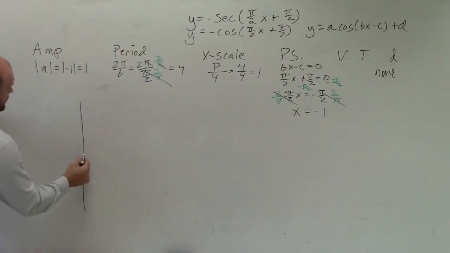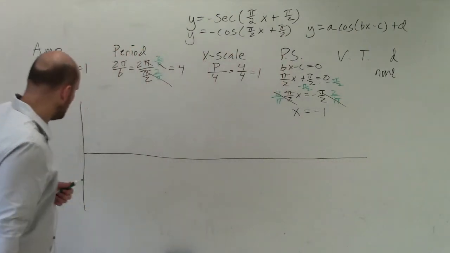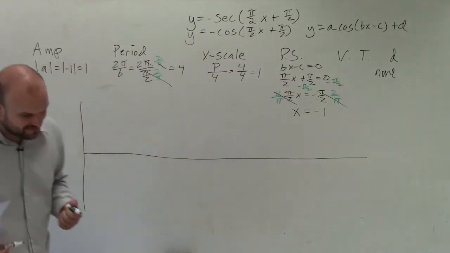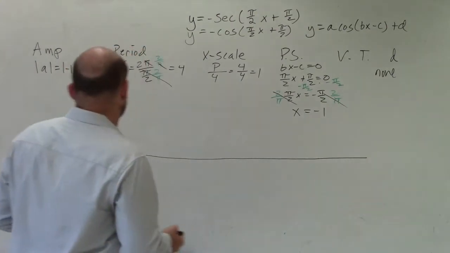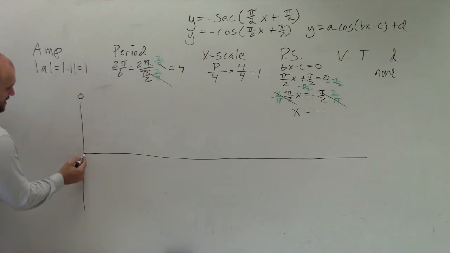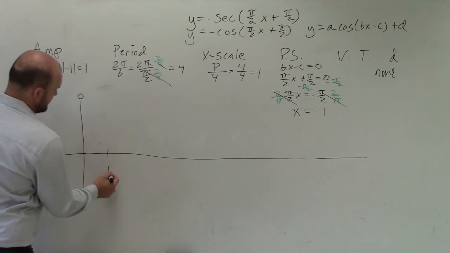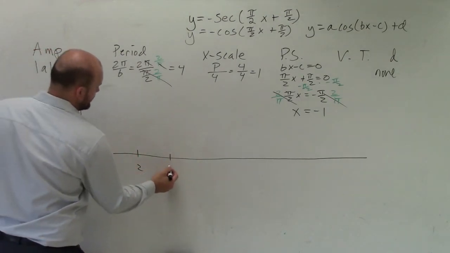Once we have the cosine graph, then we can go ahead and get into the secant graph. Now, let's pretend here is 0. Now, I said I wanted to start at -1, right? So let's go a little bit farther out and say, all right, there's -1. That's 0. That'd be 1, 2, 3.